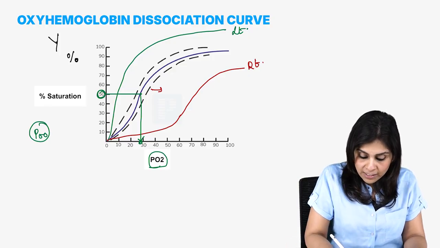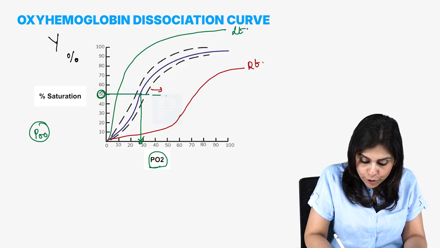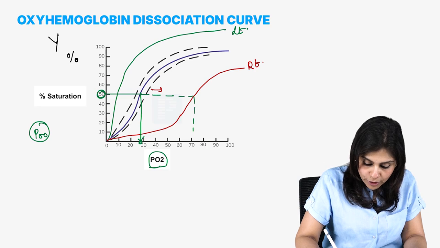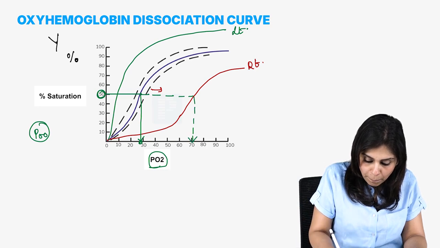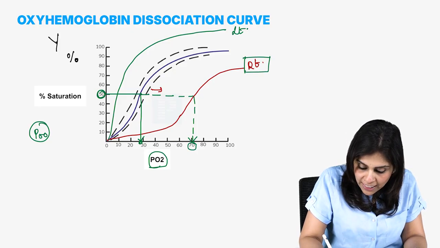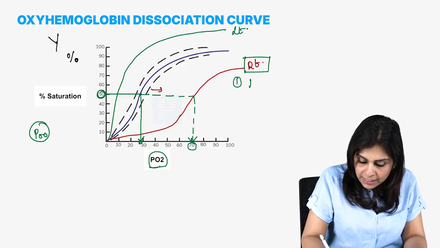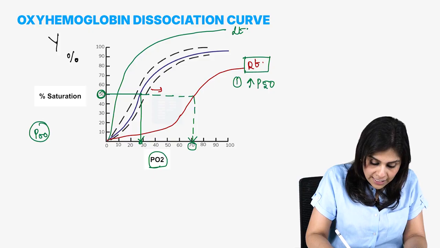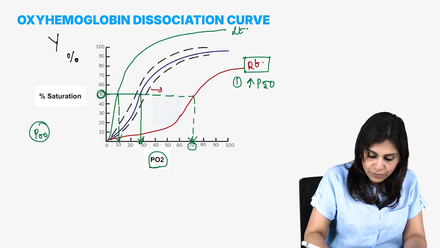Now tell me, what does it mean when you say that the curve is shifted to the right? Whenever you say that the curve is shifted to the right, you mean to say that the P50 is high. Whereas if you say that the curve is shifted to the left, in this case, what has happened to P50?